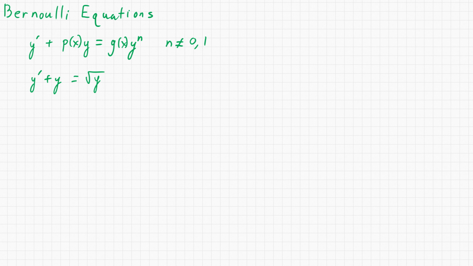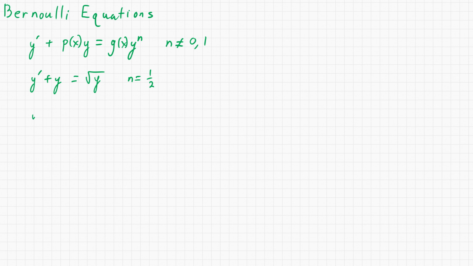Another Bernoulli equation. So here it's fairly simple. We have y prime plus y equals square root of y, so not so simple. So in this case, the p of x and g of x are just 1, and y to the n is 1/2. All right, so now we're going to go through our normal substitution here.